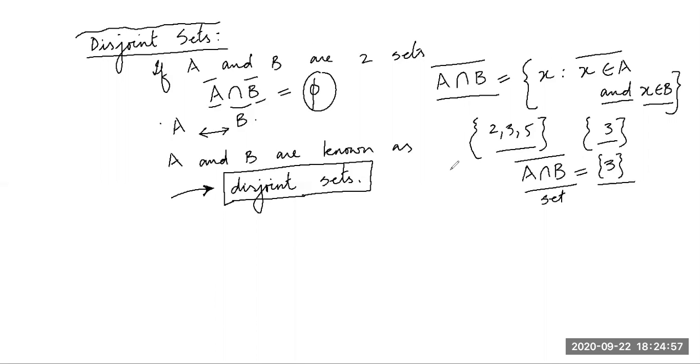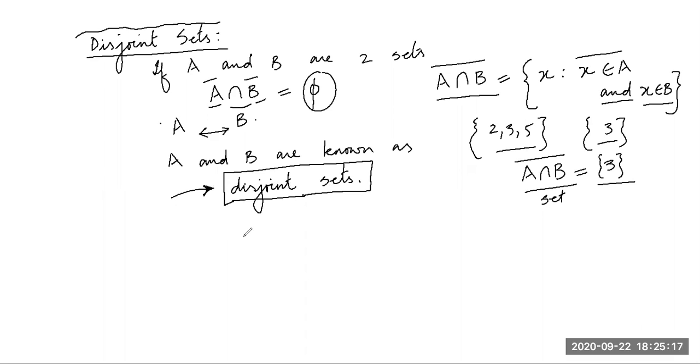Anyone else? Disjoint sets. Yes, students? Anyone can tell me? There's no joint. I cannot hear you. There's no joint. It's disjoint. So these are disjoint sets, students.